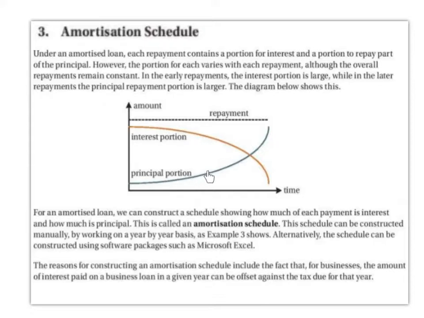But that blue curve gets bigger. So by the end of your mortgage, for example, if we imagine that this is 30 years, you're paying mainly your principal, mainly your own bill, and very little amount of interest.